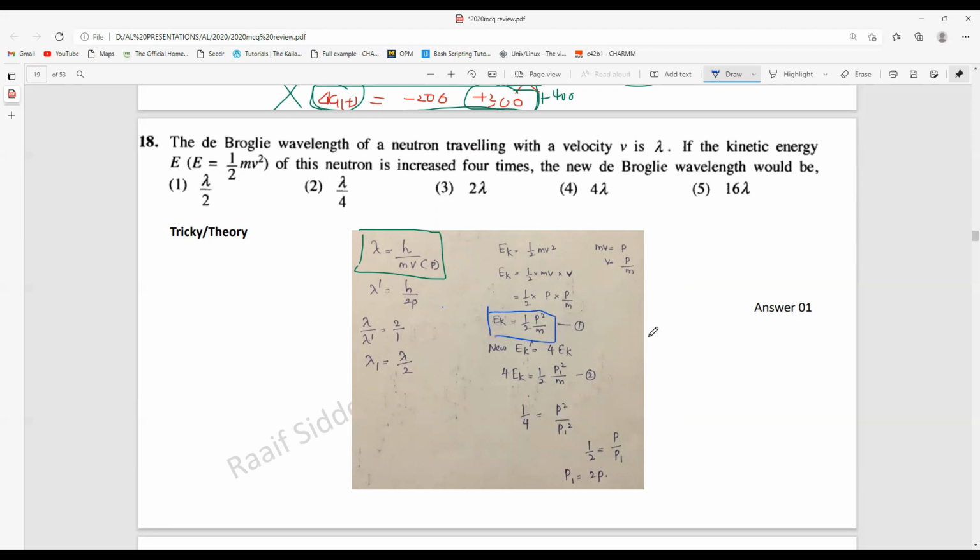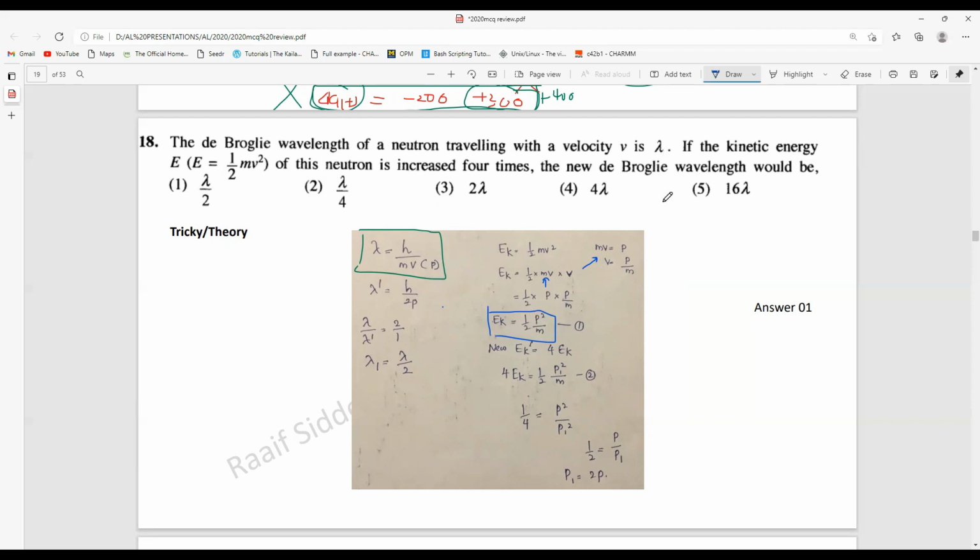Kinetic energy is equal to p squared over 2m. If you are not familiar with this equation, this is how it is determined. We write this half mv squared as a separate mv times v. So v you can write in terms of the momentum p, and then we substitute p instead of mv, and we get this particular equation.